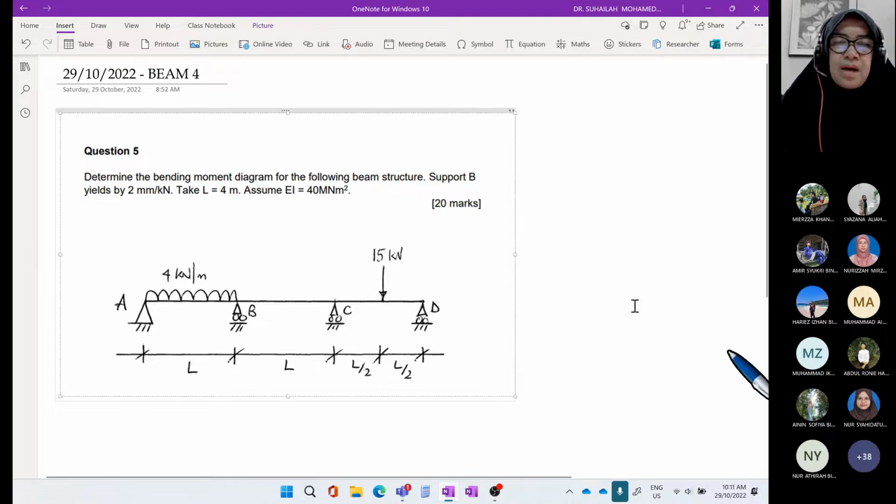I do not know which university this one is from, so I just inserted it from online. So this is an indeterminate beam, to the second degree of indeterminacy. The question is to draw the bending moment diagram. Determine and draw the bending moment diagram.